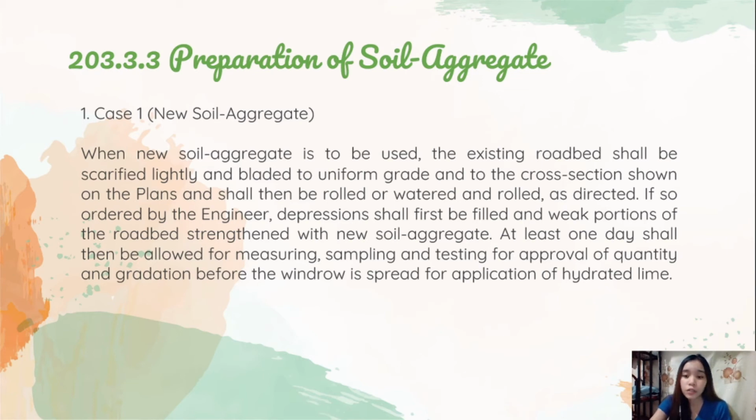Then if the surface moisture of the soil aggregate is more than 2% of the dry aggregate, the soil aggregate shall be turned by blades or disc harrows or otherwise aerated until the moisture content is reduced to 2% or less. Then the soil aggregate shall be spread smoothly and uniformly over half of the road or other convenient width of the surface, ready for the application of hydrated lime.